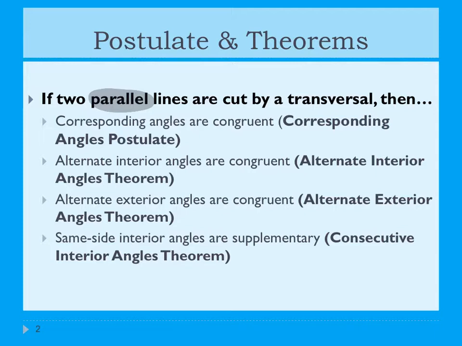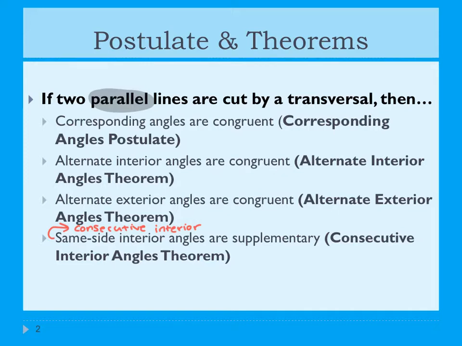And if two parallel lines are cut by a transversal, same side interior or consecutive interior angles are supplementary. So corresponding, alternate interior, alternate exterior, all congruent, same side interior are supplementary. So if you're using this in a proof for a reason, you can write out that whole thing: if two parallel lines are cut by a transversal, then blank is congruent. Or you can learn the names.